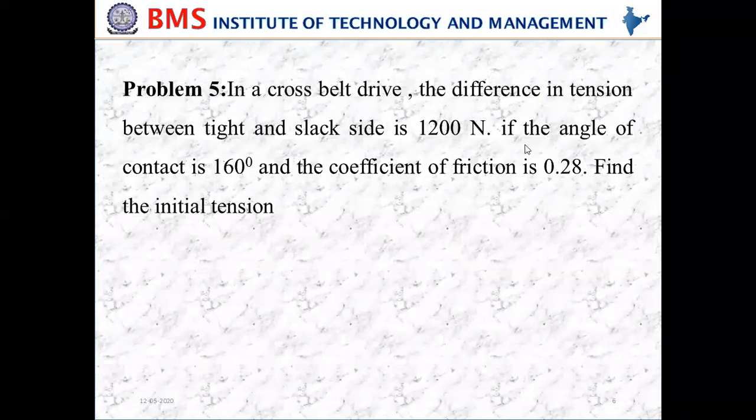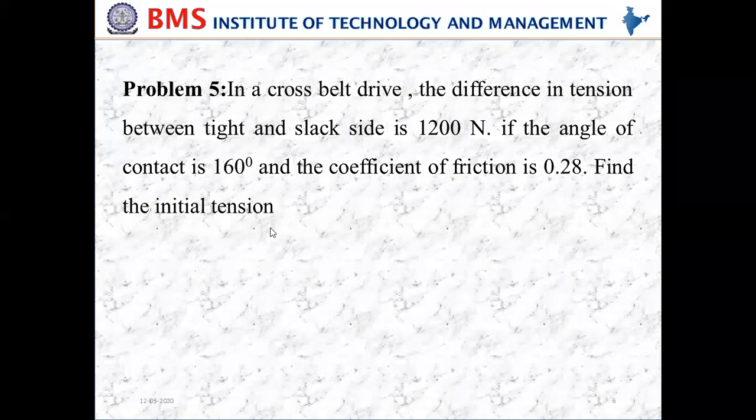Next, the angle of contact is 160 degrees, so theta is given as 160 degrees. And the coefficient of friction is 0.28, so here mu is given. The data which he has given is T1 minus T2, mu and theta. These are the three data given, and we need to find the initial tension. Once again, it is asking for finding the initial tension.